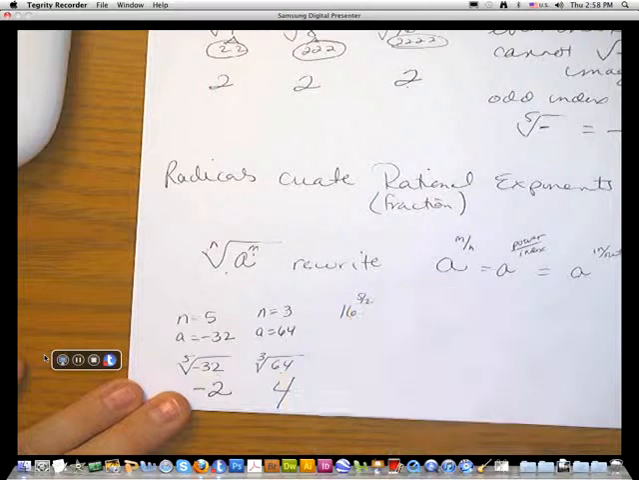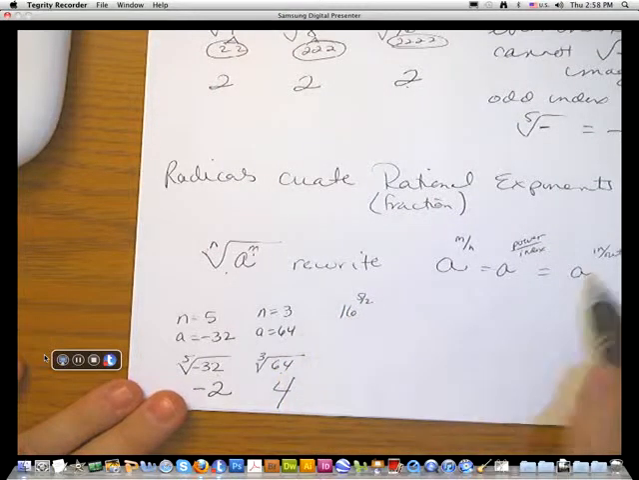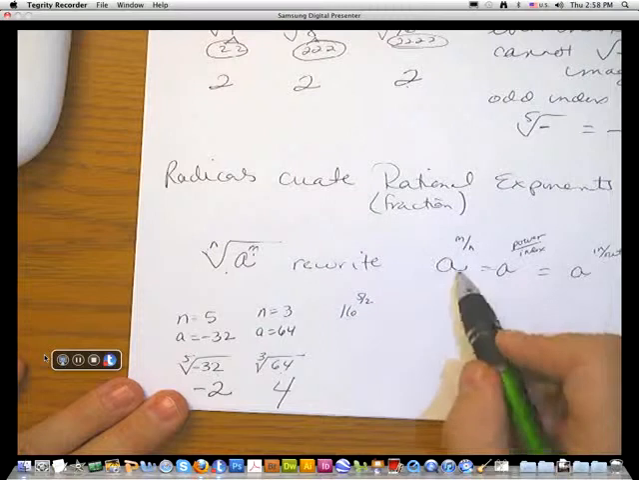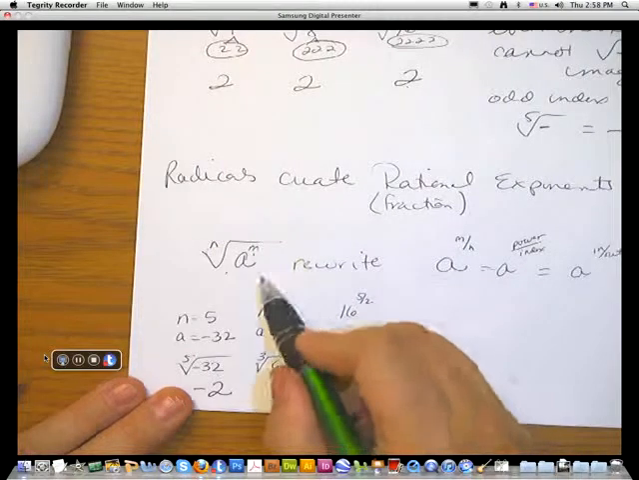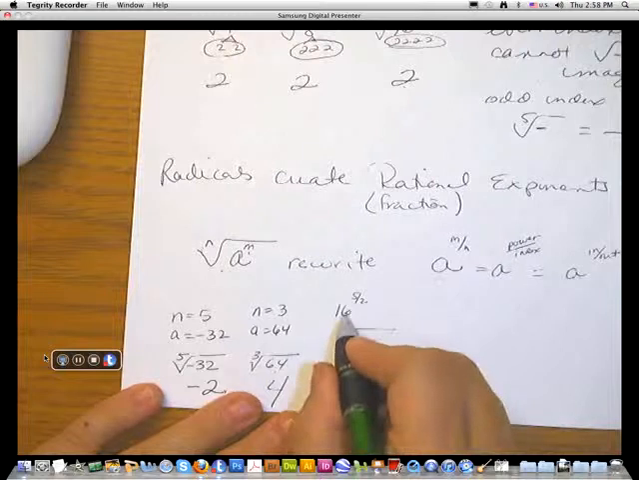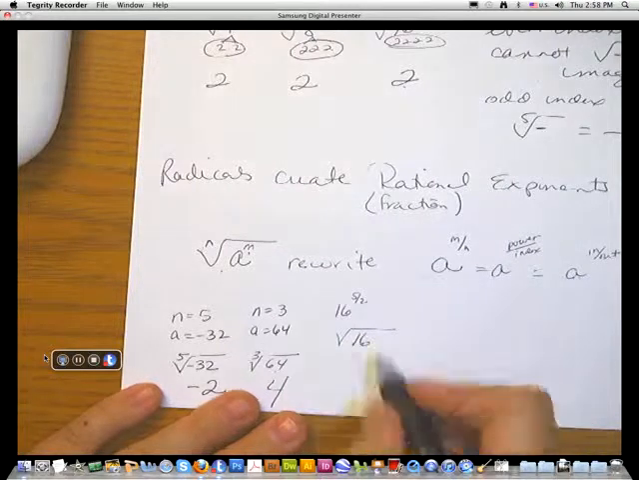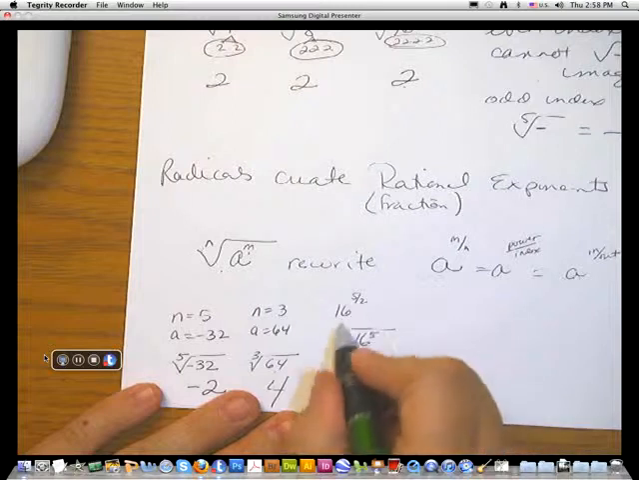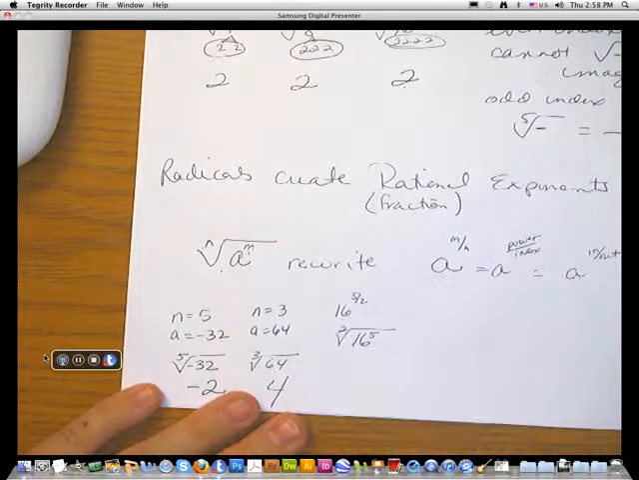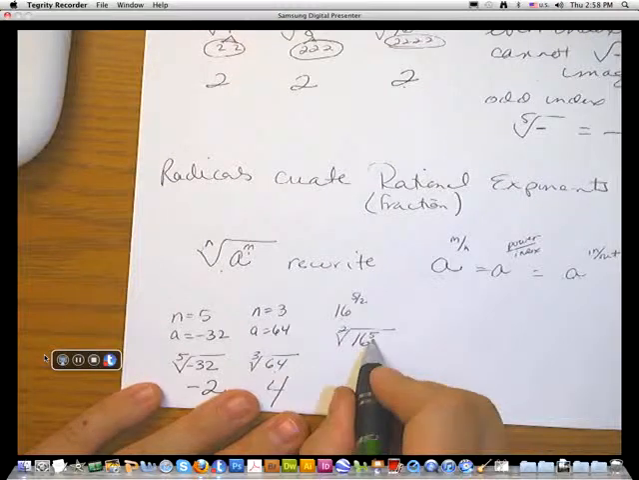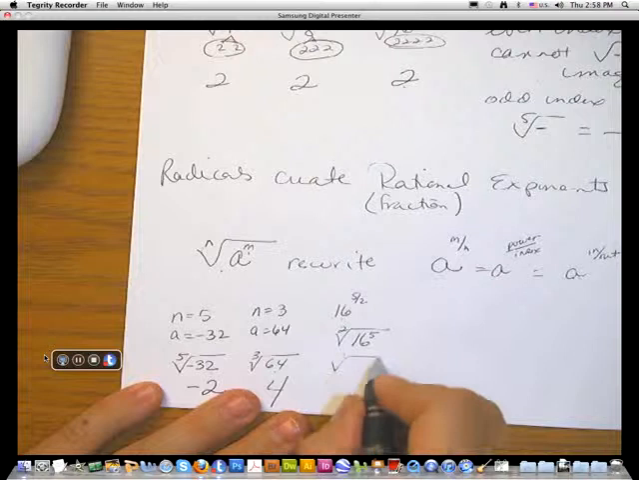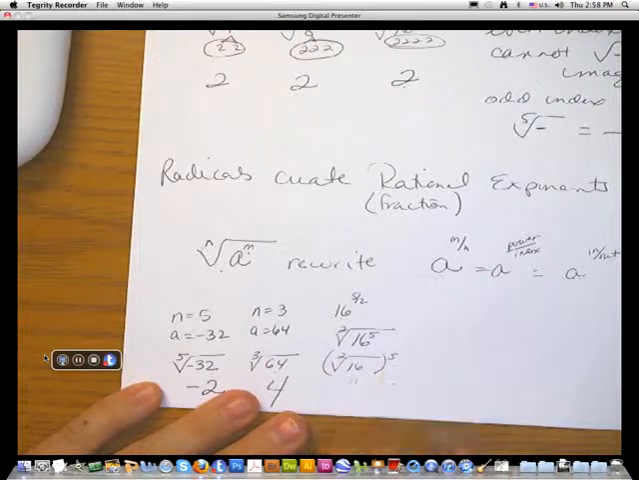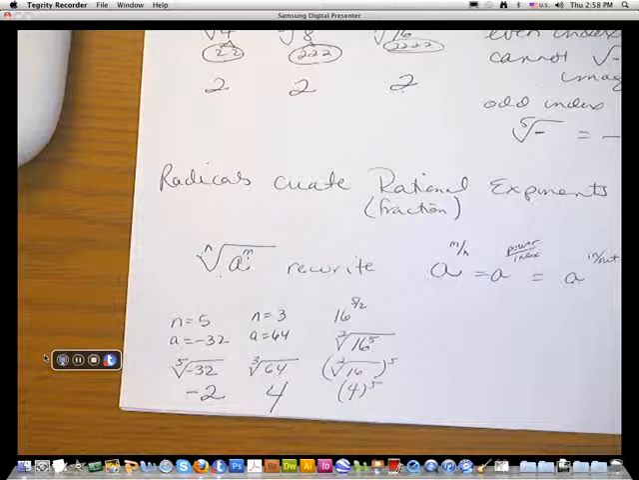If I give you 16 to the 5 halves, first thing you're going to do is, because it's written as an exponent, we want to change it to a radical. So the base of the exponent is the base of the radical. The top is the inside. The bottom is the outside, or the index. When you do these, it's best to simplify this as, what's the square root of 16? 4. And then what's 4 to the 5th power? 4 times 4 times 4 times 4 times 4 is 1024.